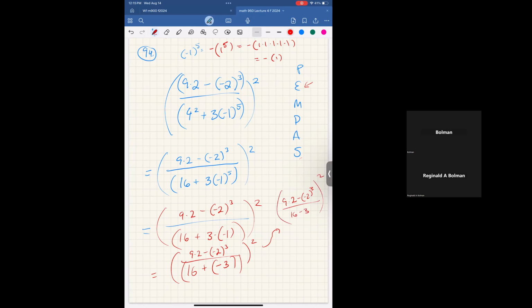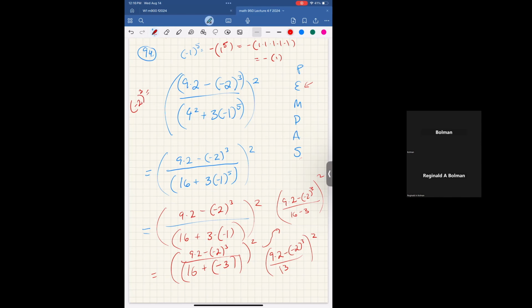And that entire thing is raised to the 2nd power. 16 minus 3 is going to be 13, so you'll have 13 on bottom, 9 times 2 minus -2 cubed on top, and that quantity will be squared. Let's look now at the innermost set of parentheses here, and specifically the exponent operation, because I don't see anything else that we could really do. I guess we could attack this multiplication if we wanted to, because that won't change the answer, but just for the sake of consistency, let's attack the numerator, and specifically -2 quantity cubed.